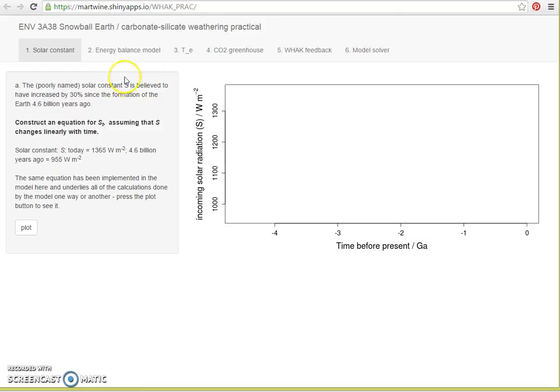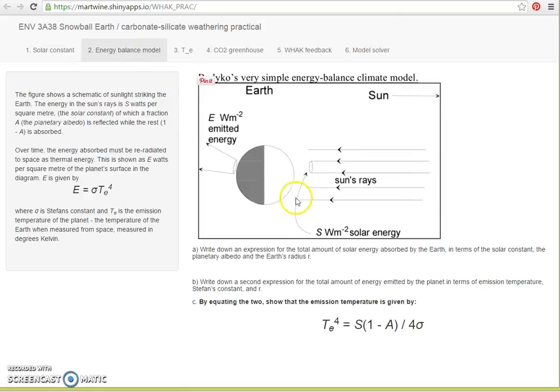So the students face a series of questions. On the first one, deriving a simple equation, which they do on pen and paper, they can then hit plot and see what the relationship looks like. So this is a simplified representation of the increasing incoming solar radiation through time as the sun warms. So this practical is all about energy balance, the balance between the energy coming in and the energy coming out, which is obviously in some way related to planetary temperature.